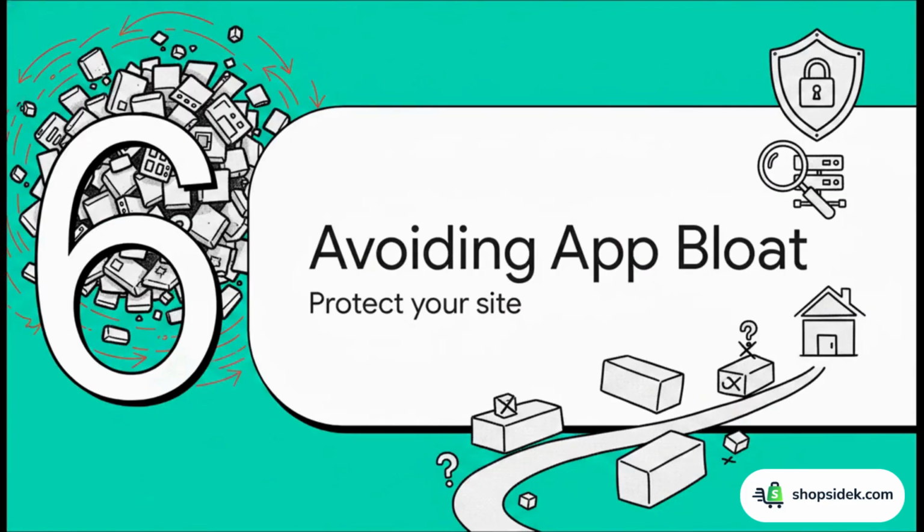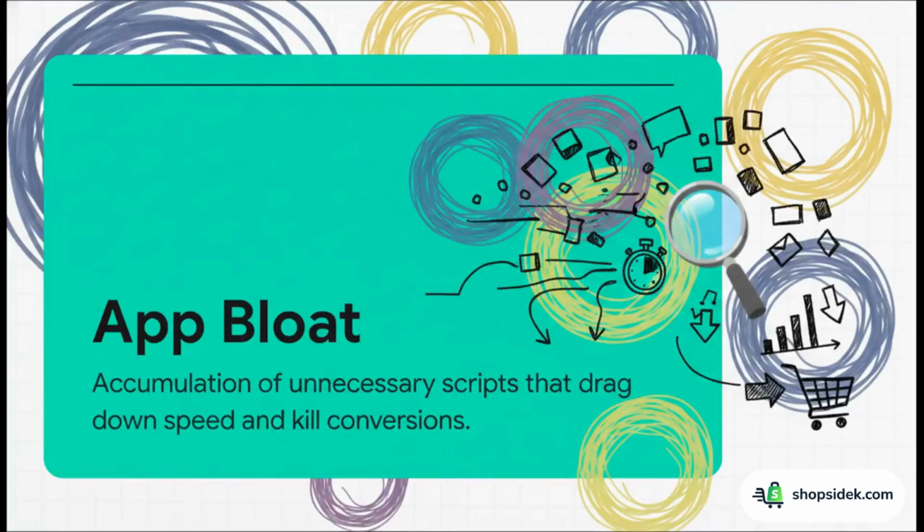Section 6. Avoiding app bloat. Listen, even the absolute best page builder on this list becomes a massive liability if you let it bog down your customer experience. App bloat is what happens when you accumulate all these heavy third-party scripts that just sit on your theme, silently dragging down your load speed. And when speed drops, so do your search engine rankings and your sales. Frankly, it's the number one thing that keeps web developers awake at night.